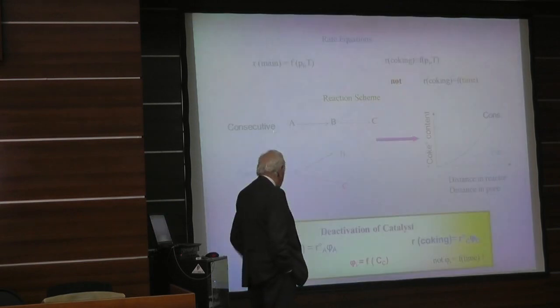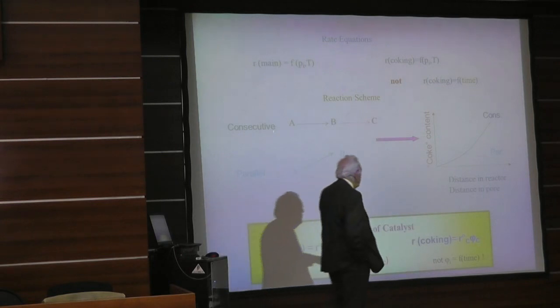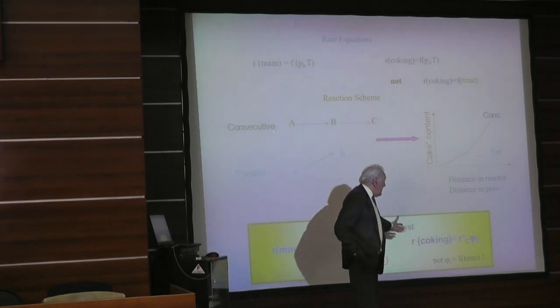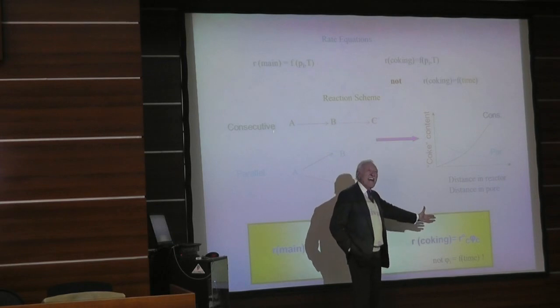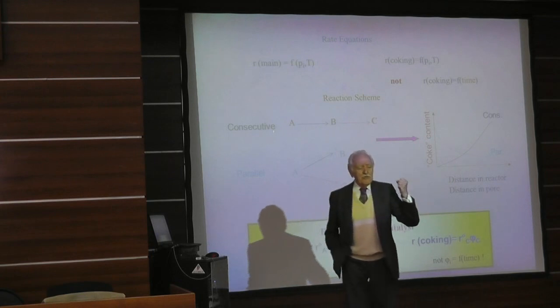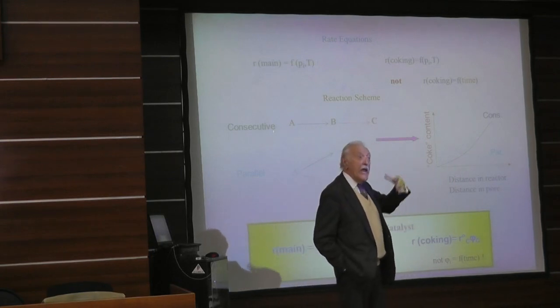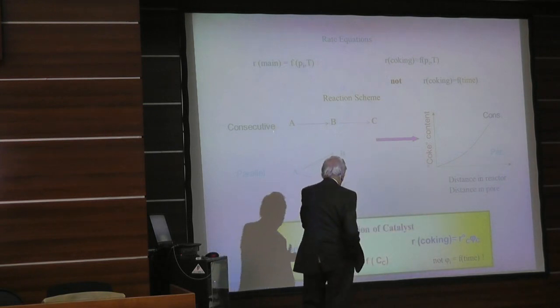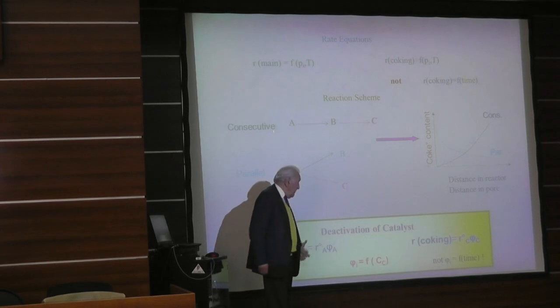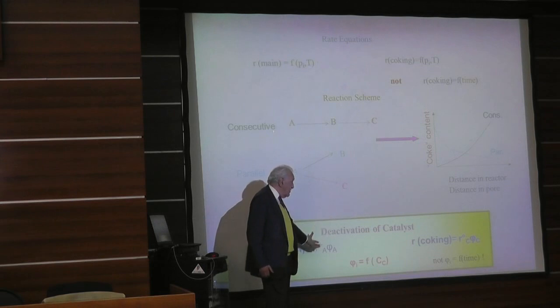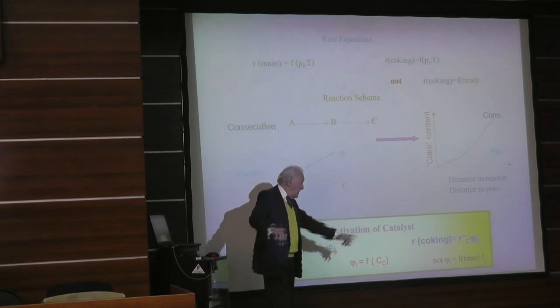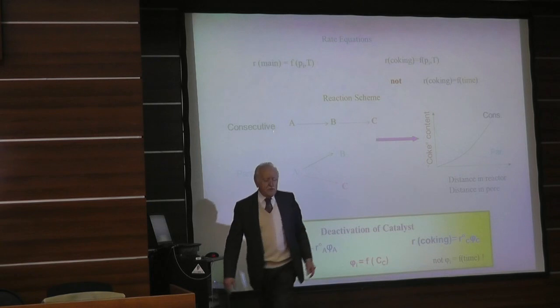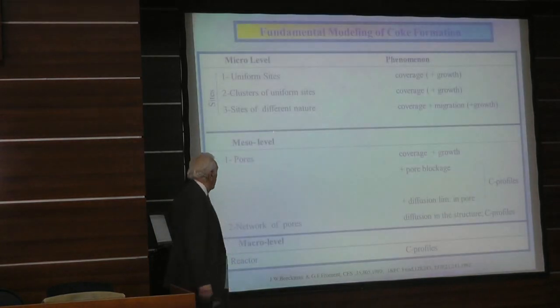One more. Yeah, okay. So the coking rate is subject to deactivation also, and I have to multiply the initial rate of coke formation by a deactivation function, just the same as what I do for the main reaction. So these deactivation functions are both, in a different way, dependent on the coke formation or coke content.